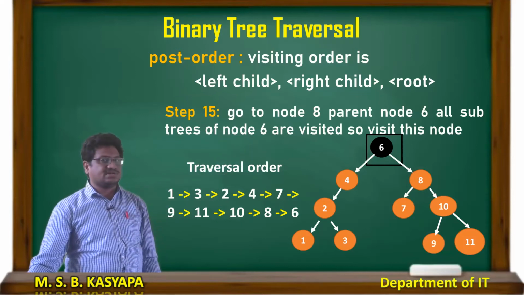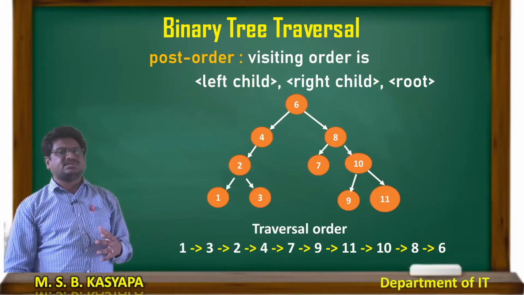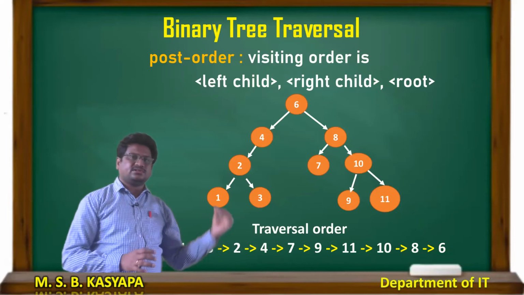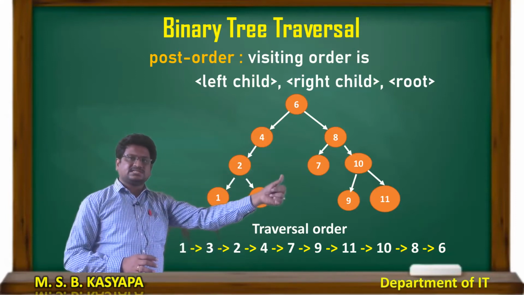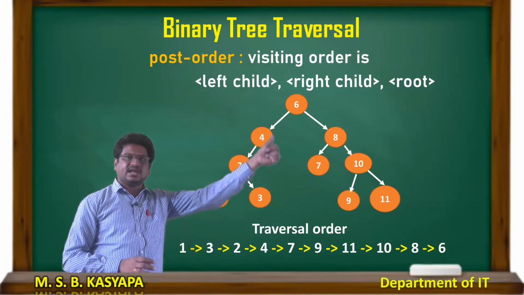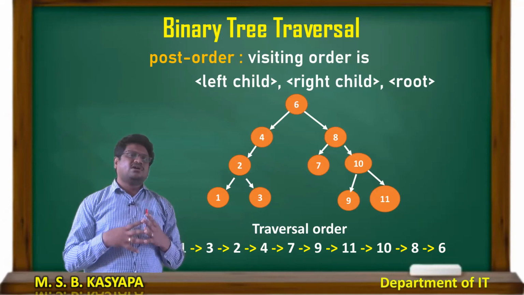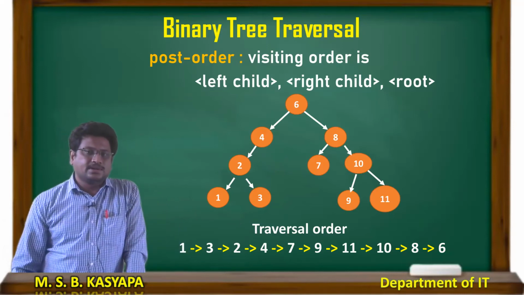can directly visit. Now if you visit it here, the final process of this subtree is 1, 3, 2, 4, 7. So first I will visit 1, 3, 2, 4, next 7, 9, 11, 10, 8, 6. Like that I have to visit if my traversal is a post order traversal.